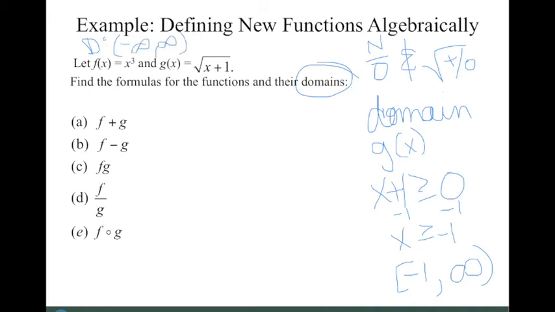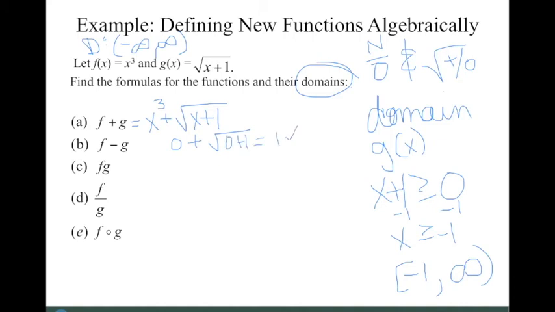So when we combine these functions, we're looking at their domain being the more restricted, because if I can substitute a value into x cubed, but I can't substitute it into the square root, then I can't substitute it into f plus g. Let me demonstrate. So here we have f plus g. So I'm going to take f of x, that's x cubed, plus g of x, that's the square root of x plus 1. So let's just try a number. What if I tried 0? Well, 0 cubed is 0. 0 plus the square root of 0 plus 1 gives us 1.